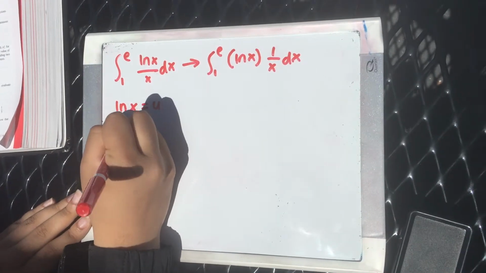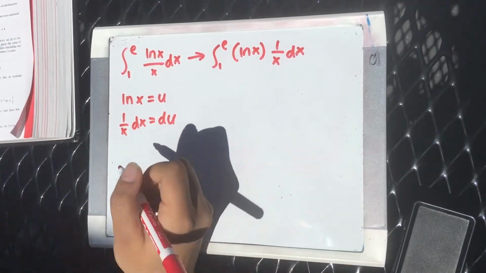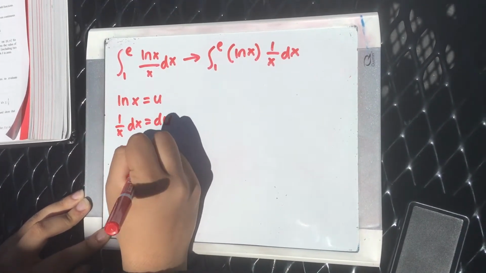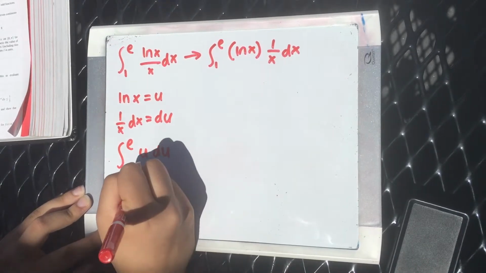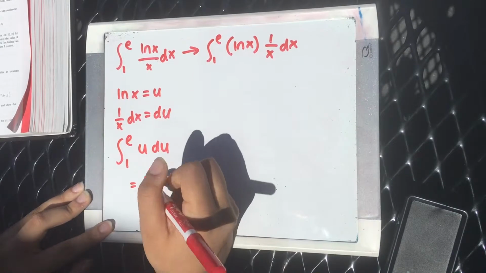If we take the derivative of both sides, it will be equal to 1 over x dx is equal to du. Now I'm rewriting our original equation, but I'm replacing ln x over x dx with u du. If we solve this integral, it will be equal to u squared over 2 from 1 to e.